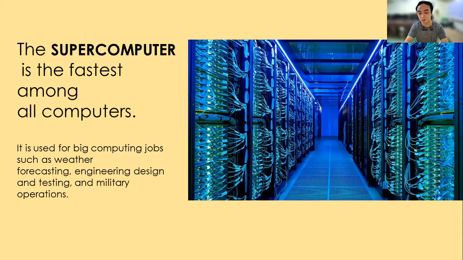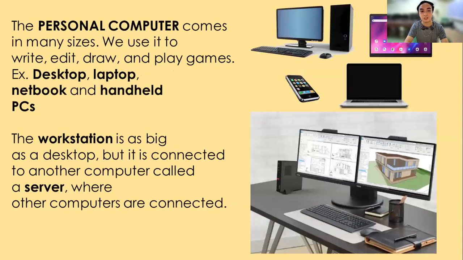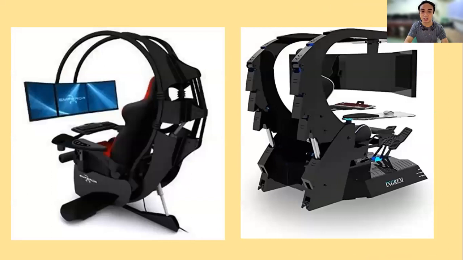Then let's go to the supercomputer. Supercomputer is the fastest computer among all computers that we have. For the personal computer, or so-called PC, they are our desktops, laptops, netbooks, and the handheld PCs. Handhelds are the tablets and the phones because they can be carried using our hands alone. And we have also the workstation, just like this one. They are considered personal computers or PCs.